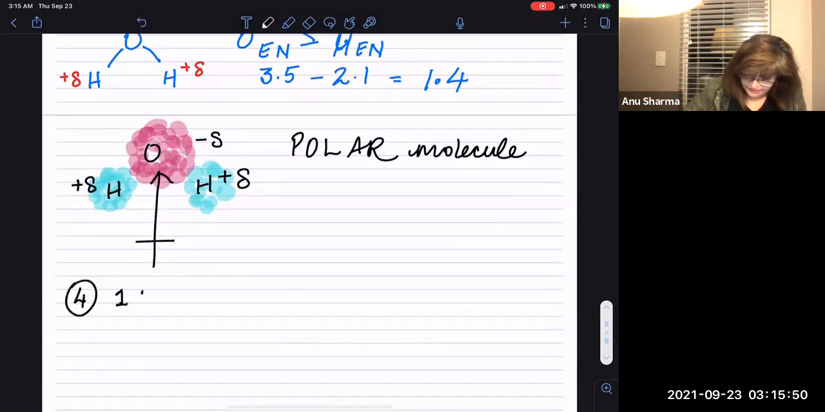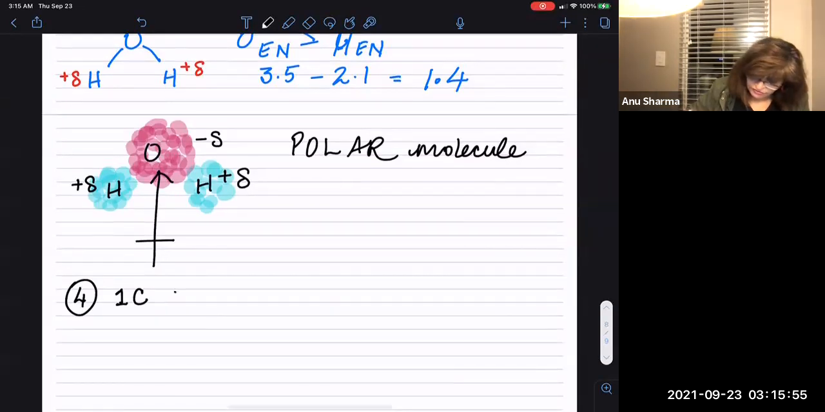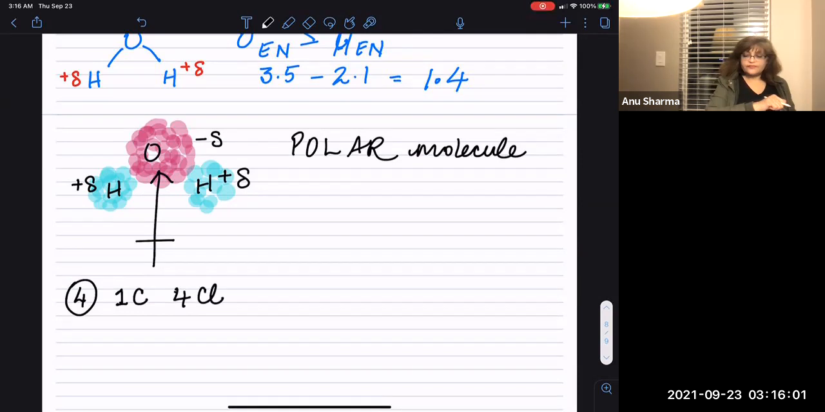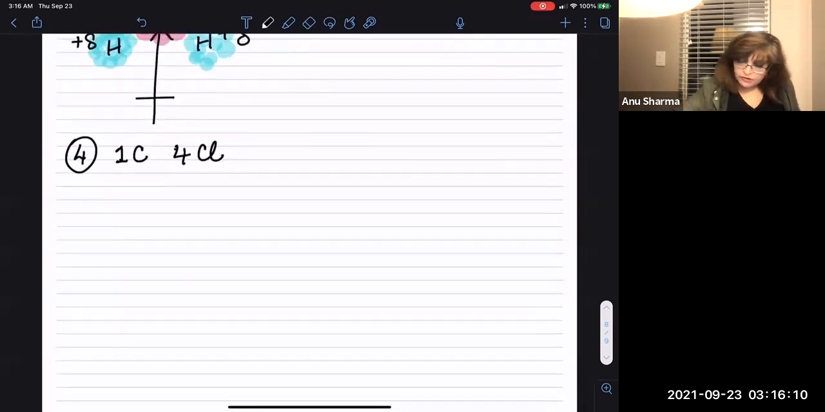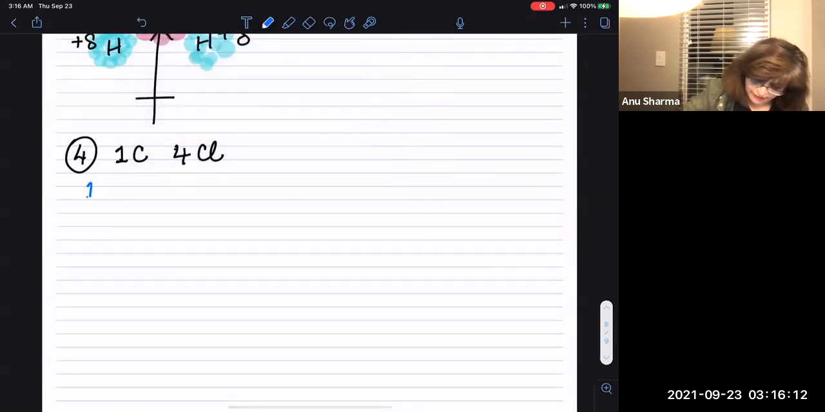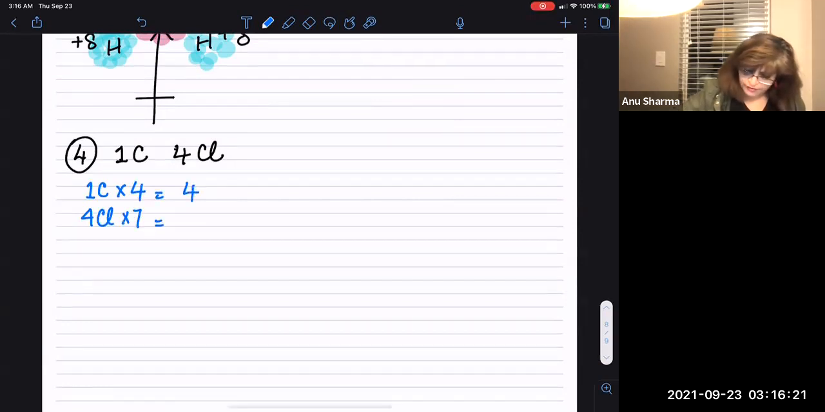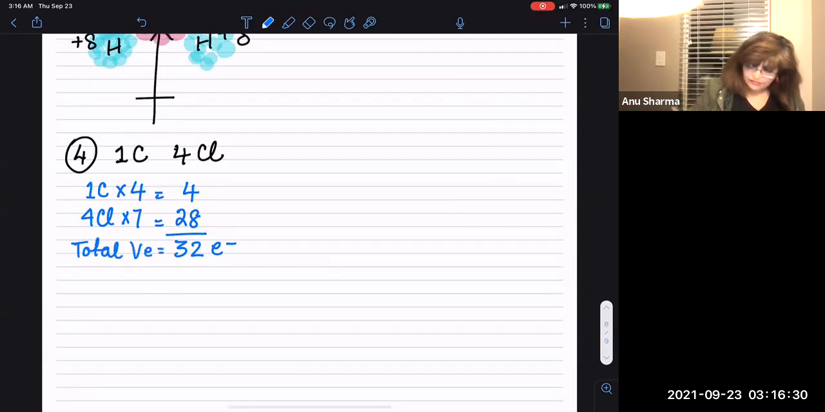So there is one carbon and there are four chlorines. One carbon and four chlorines. Okay, so total valence electrons, one carbon bringing four, four chlorines, each bringing seven. So this comes out to be 4 plus 7 times 4 is 28. So this is 32 valence electrons. So total valence electrons is equal to 32.